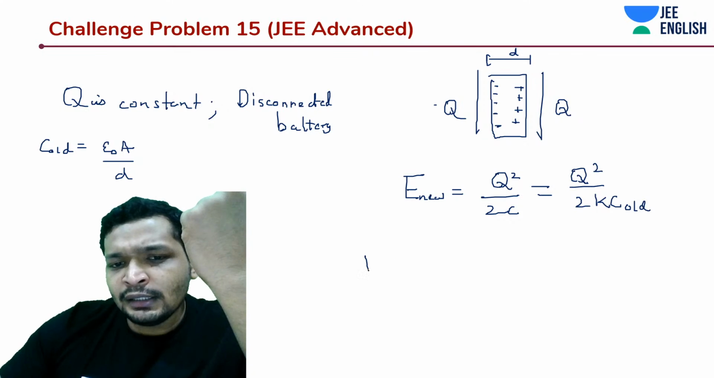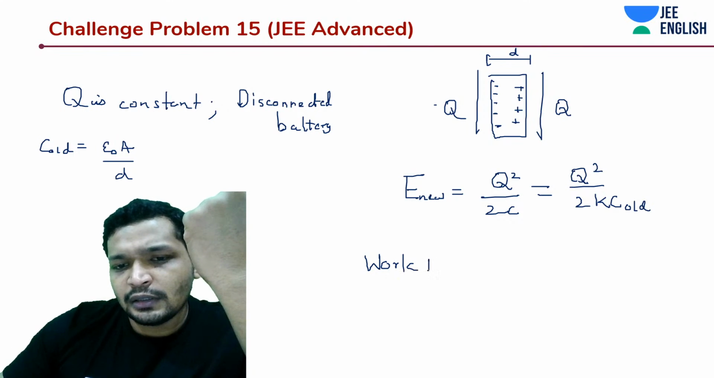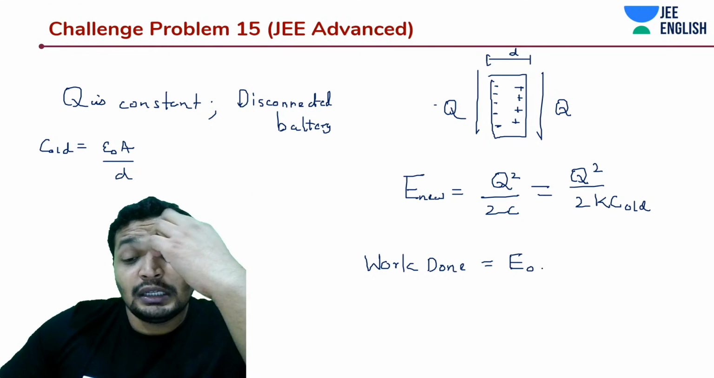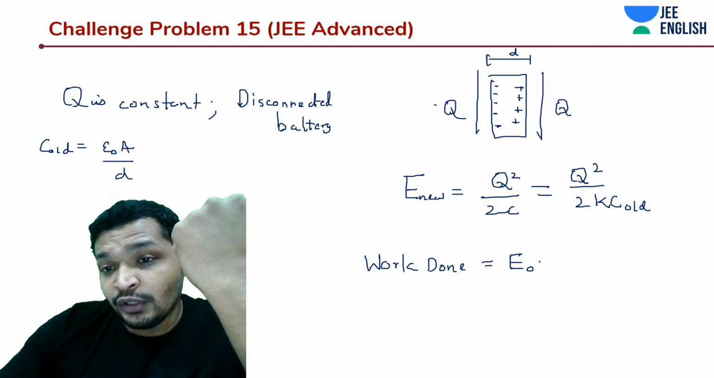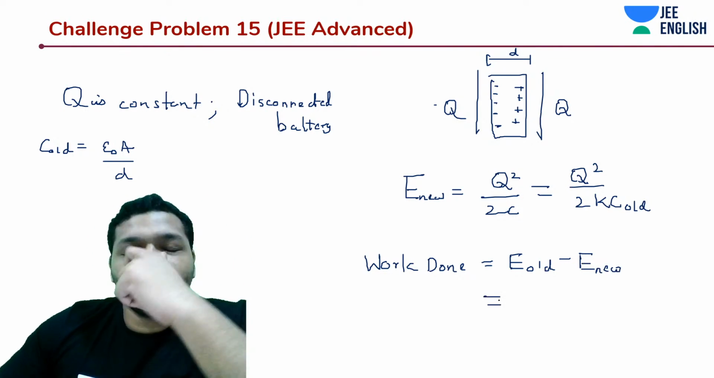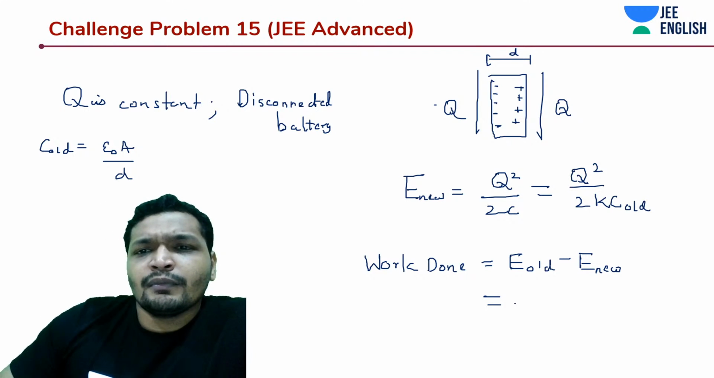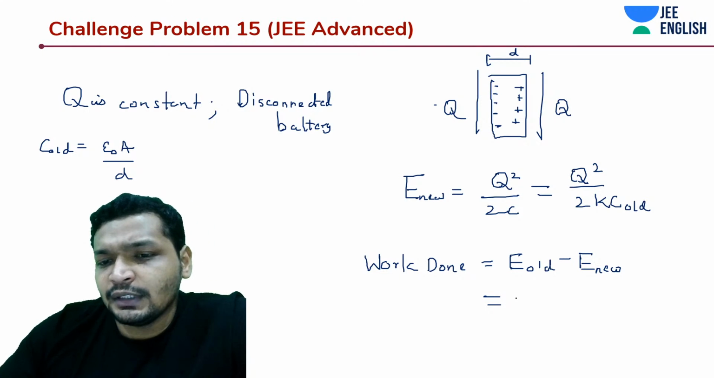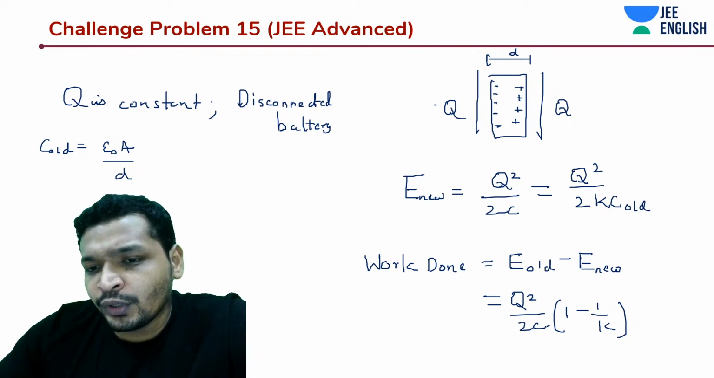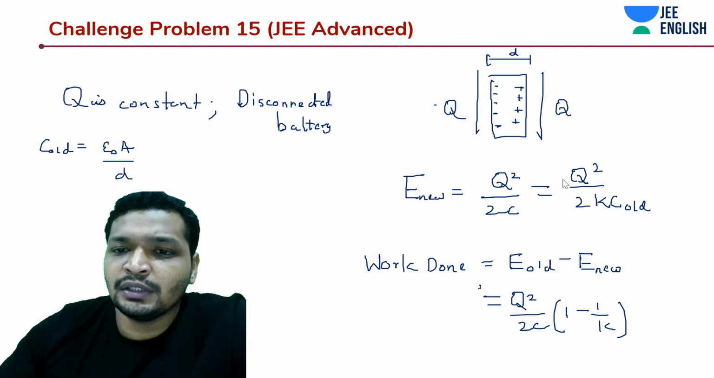So your work done, how much? Actually, it should be E new minus E volt anyway. So it's a negative work done, right? Because the energy has reduced. So Q square by 2C is equal, and this is going to be 1 minus 1 by K. And this is not C, this is going to be C volt.